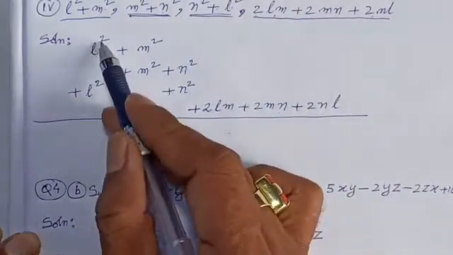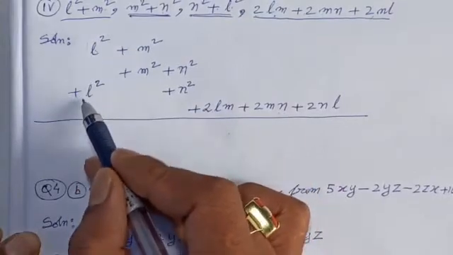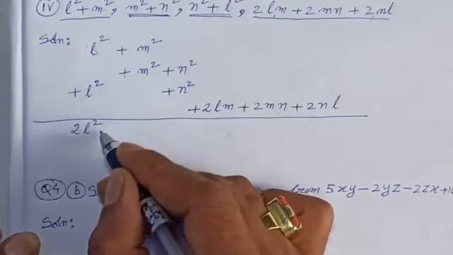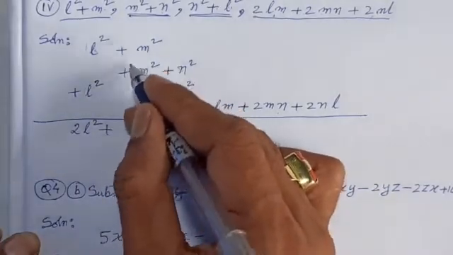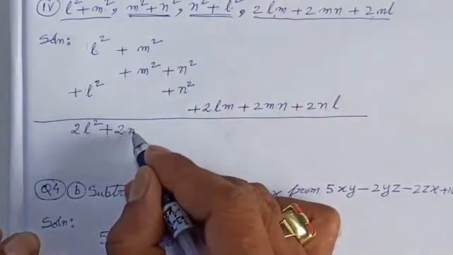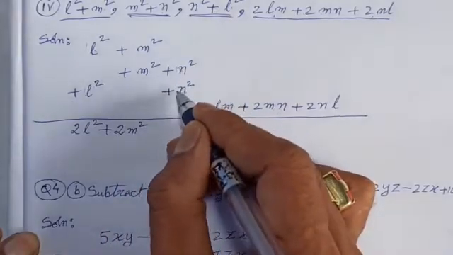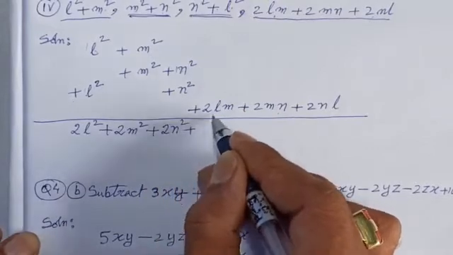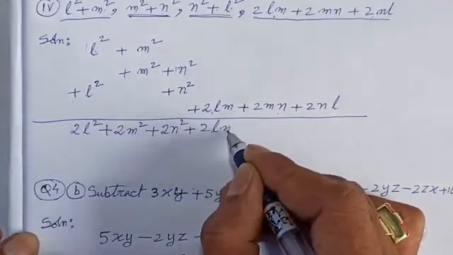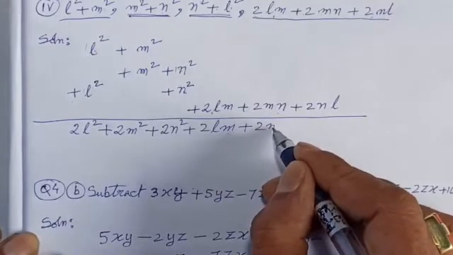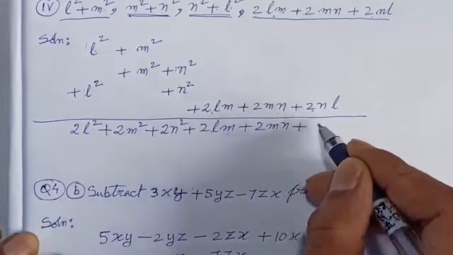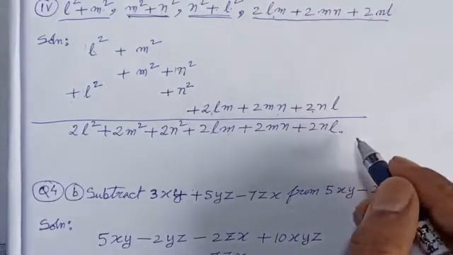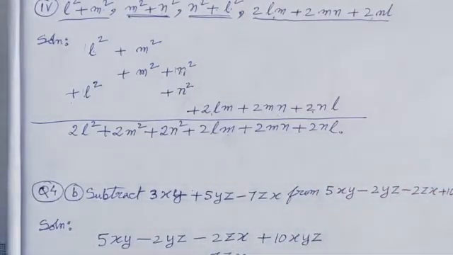L squared plus L squared. Here is 1, here is 1. 1 plus 1 is 2, so we get 2L squared. Plus sign. Here is 1, here is 1. 1 plus 1 is 2, so 2M squared. Here is 1, here is 1 again. If we add together, 2N squared plus this 2LM plus 2MN plus 2NL here. This is over. I hope that you can understand that. Now let's start question number 4.